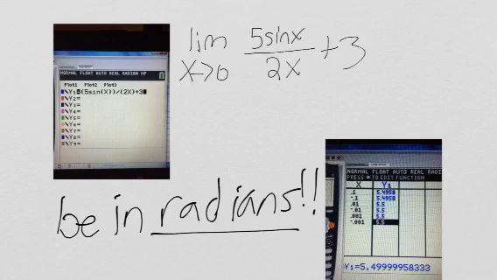So we come over here, and notice that what I did is I plugged in points on both sides of 0. 0.1 and negative 0.1. 0.01 and negative 0.01. 0.001 and negative 0.001. And I see that I'm getting closer and closer to 5.5. Right here, we're basically at 5.5. The closer we get, the closer we're going to get to 5.5. So by our calculator estimation, we say this limit is 5.5. All right, it's that easy.